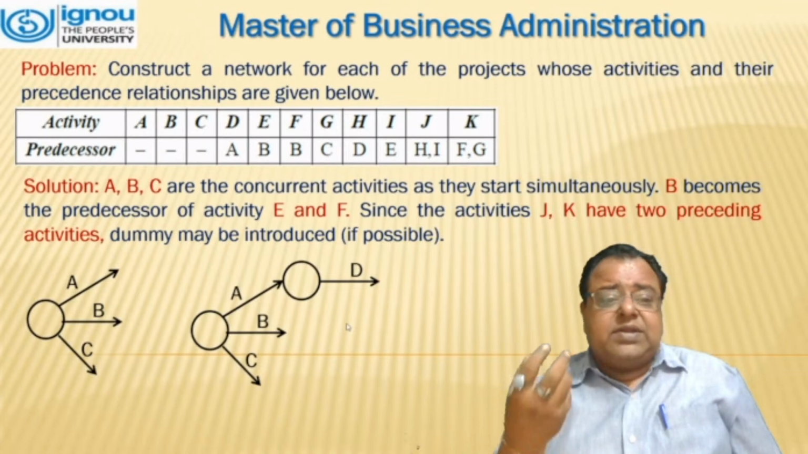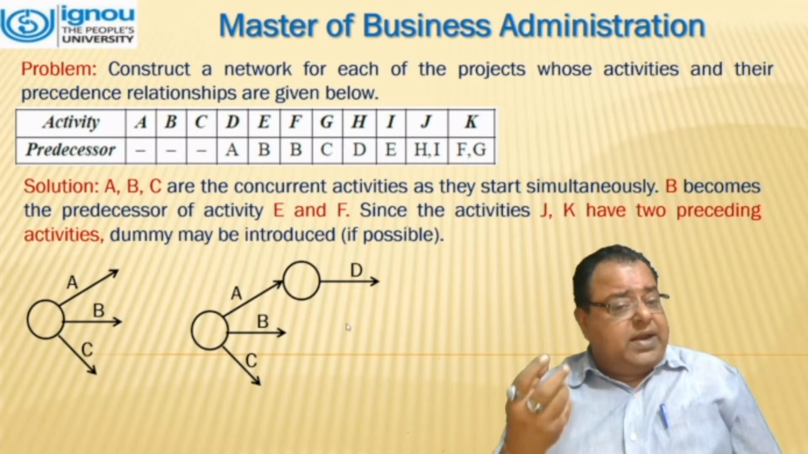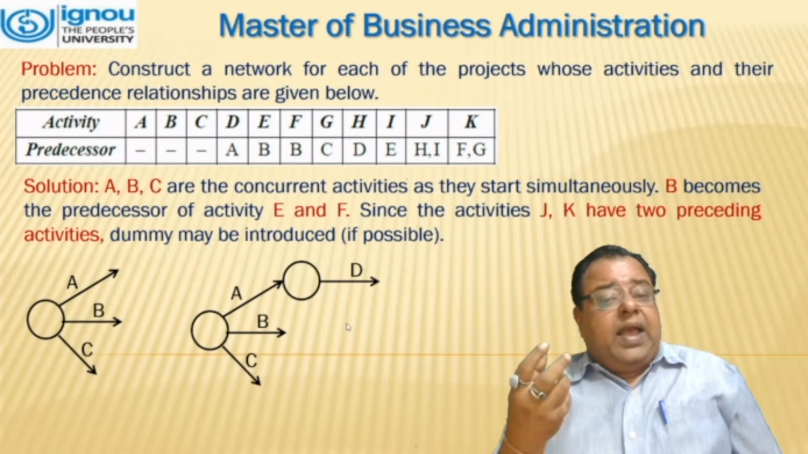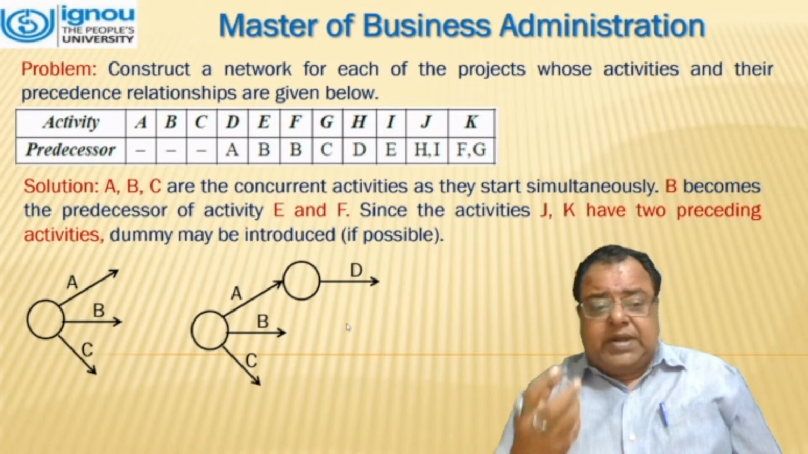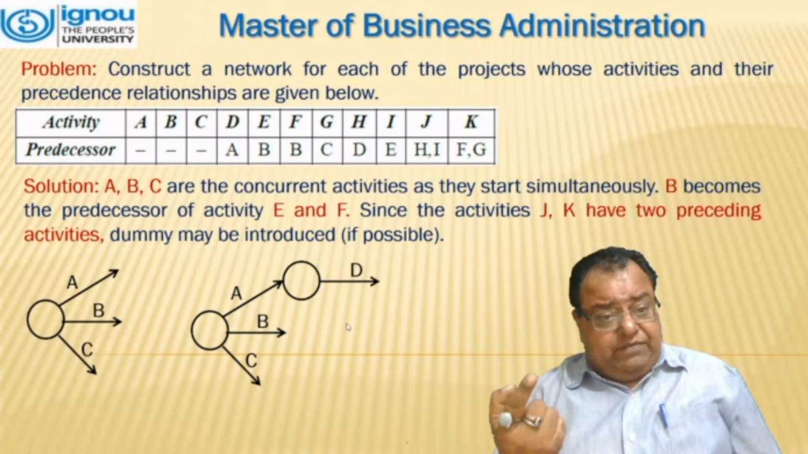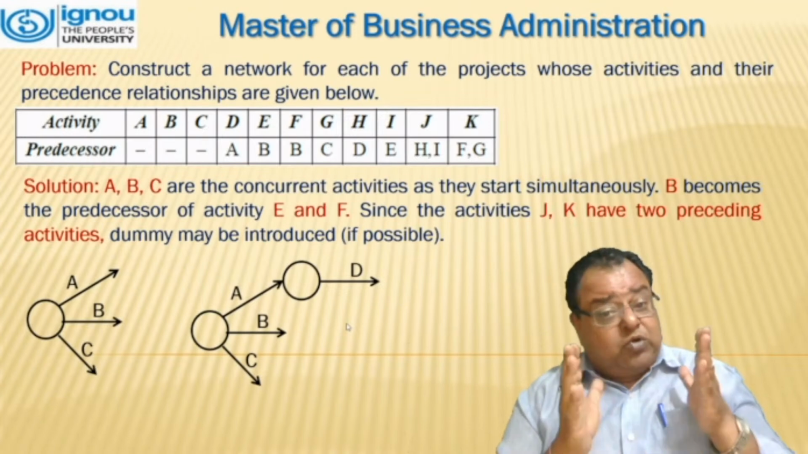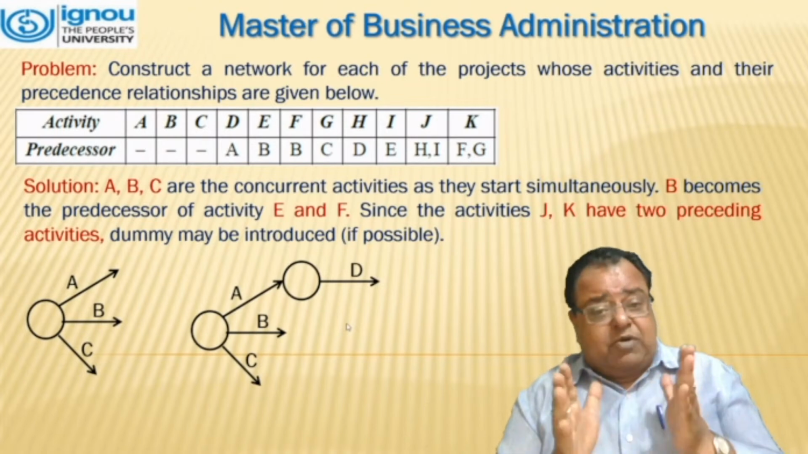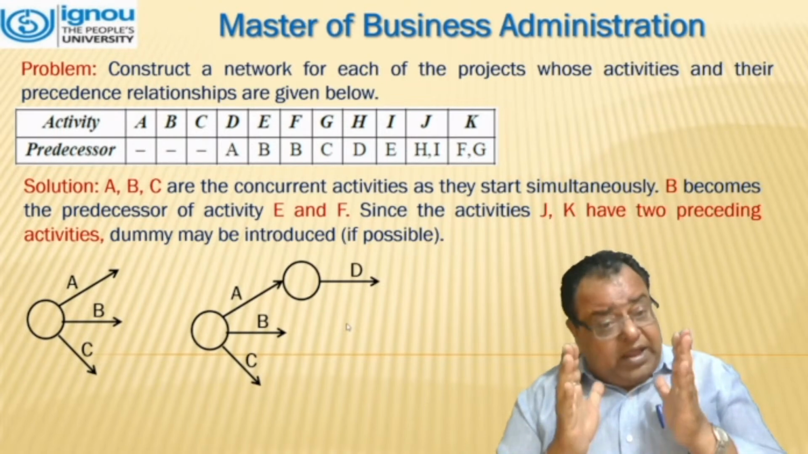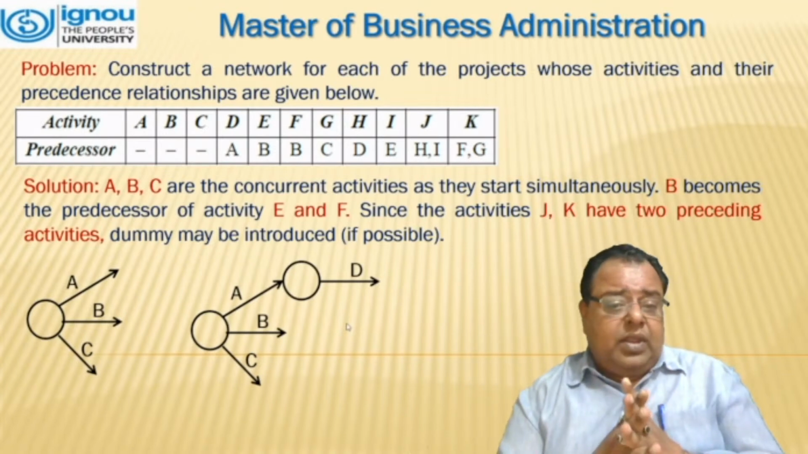The solution is that we can see that A, B, and C are concurrent activities as they start simultaneously, and B becomes the predecessor of activities E and F. Since the activities J and K have two preceding activities, a dummy can be introduced if possible. We will see if a dummy is actually required at the end of the diagram.